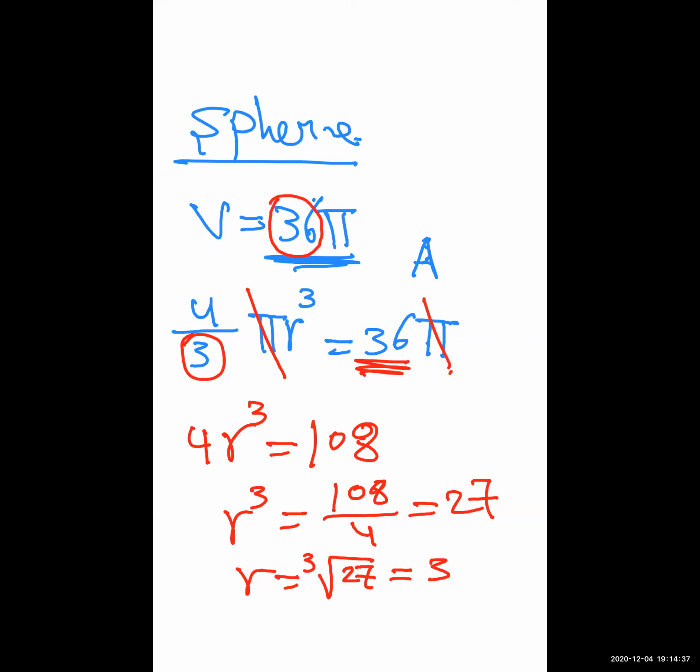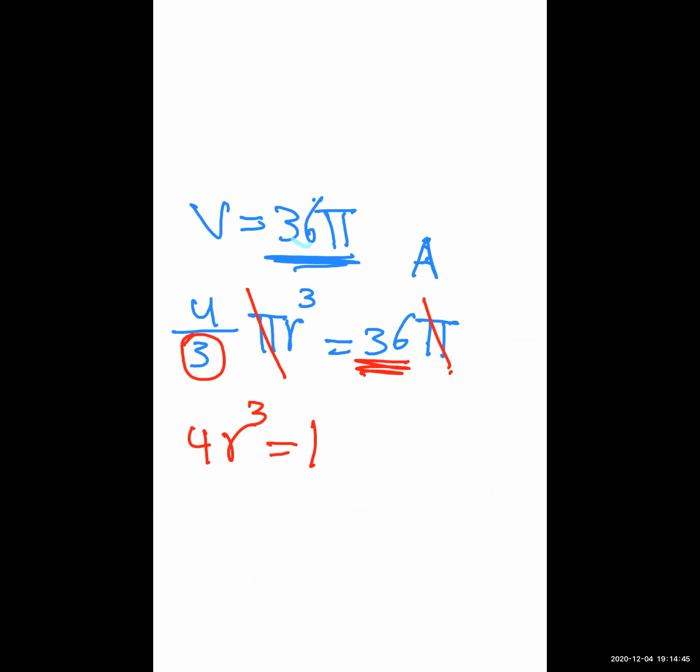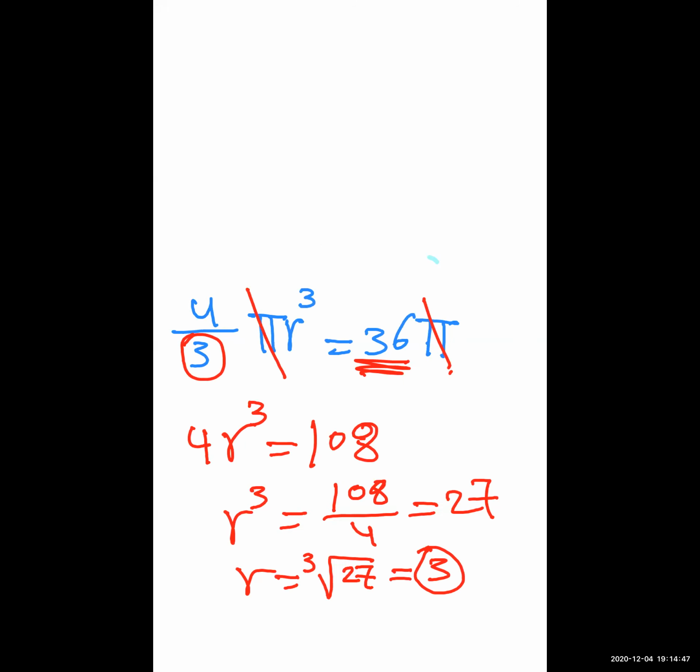So now r will equal 3. Now get the area. I will clear this part on the board. So how did we get 108? I just multiplied the two sides by 3 to remove this 3 in the denominator. So 36 times 3 is 108, and 4/3 times 3 means 4 only.